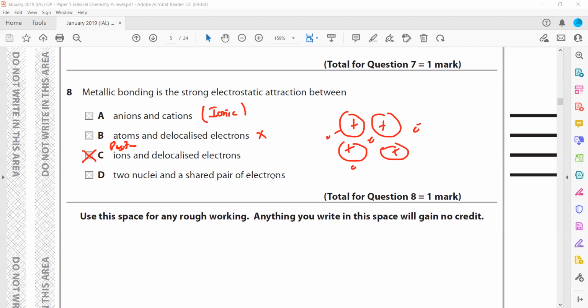Two nuclei and a shared pair of electrons is actually the definition of a covalent bond.